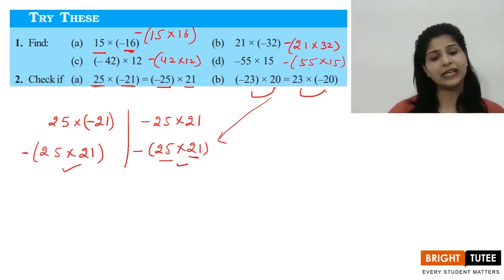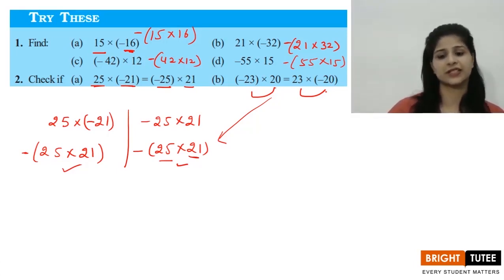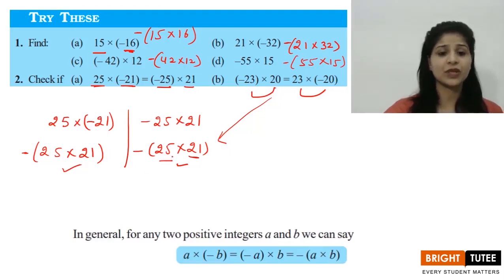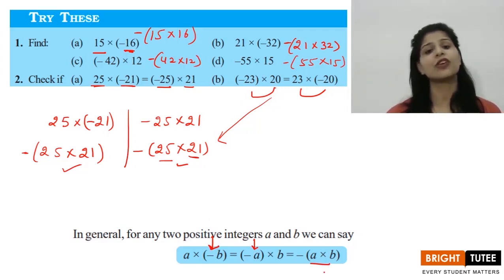So it does not make any difference with which number the negative sign is there in the multiplication of two integers. Whether the greater or the smaller number, it does not make any difference. You are always going to get a negative answer in the multiplication of integers. So for any two positive integers, a and b, if we multiply a and negative of b, or negative of a and b, we are always going to get minus a cross b. So what we are trying to say, whether the negative sign is with b or with a, we are going to get the product as minus of a cross b. That's what you need to learn.